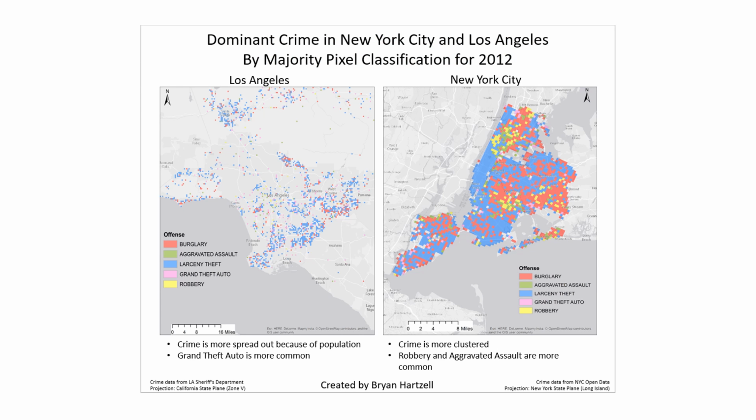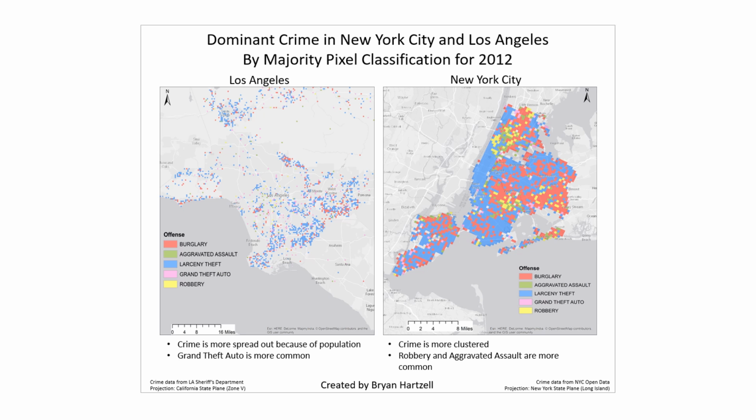This is an example submitted by a former student in this class who created a map of dominant crime by majority pixel classification. The idea here was we got a point data set where all of these different crimes occurred. So we had a latitude, longitude, and the type of crime. Essentially what the student did was grid those values and then create a most frequent classification to figure out what kind of crime was the most common in that particular grid cell. So it was a really interesting project.